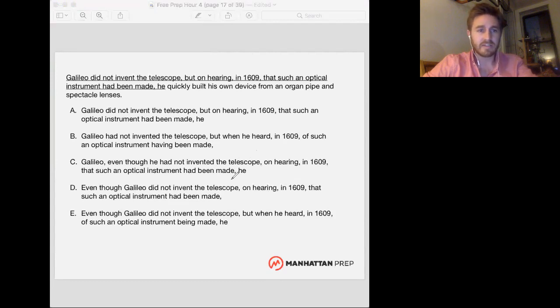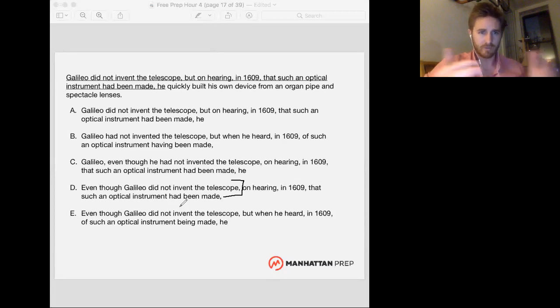All right. D says, even though Galileo did not invent the telescope. All right, forget the rest of the sentence now. What needs to come after that introduction, even though Galileo did not invent the telescope? He, a subject verb, okay? An independent clause. All of these are correct. And if you look at D, I don't get that. The subject never shows up. And here's like the beauty of sentence correction. I don't have to read every word.